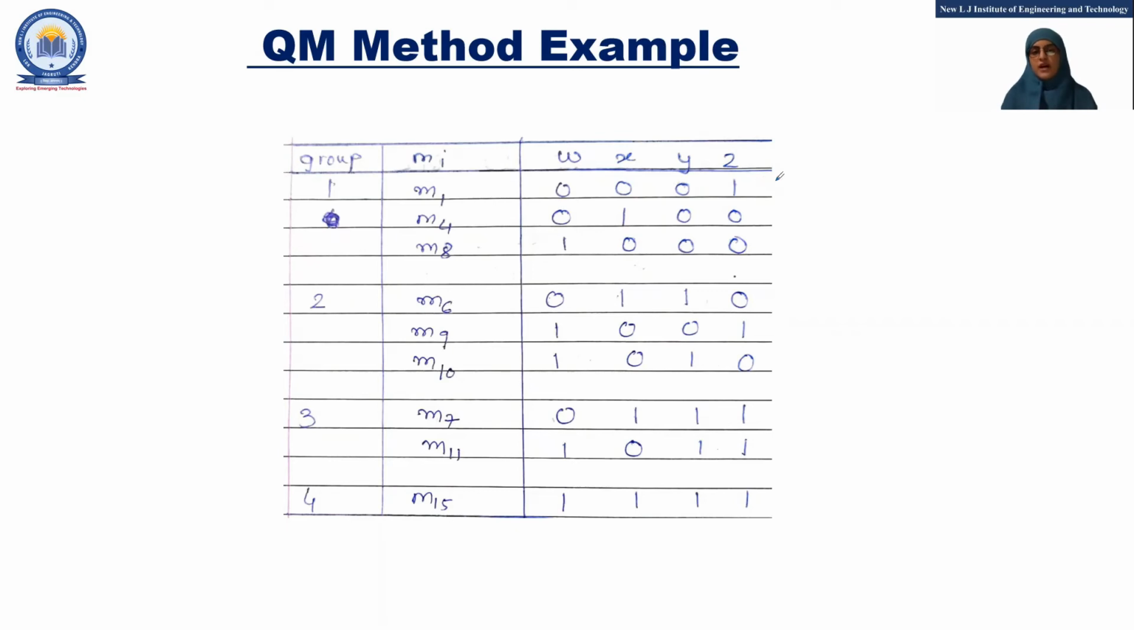Next, we have to mark all those terms which are covered in the next table. All of these terms are covered in the next table. So in this table, no prime implicants are present.